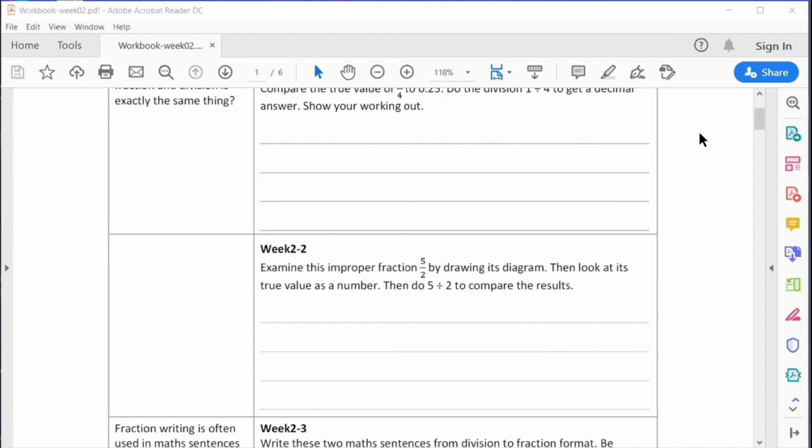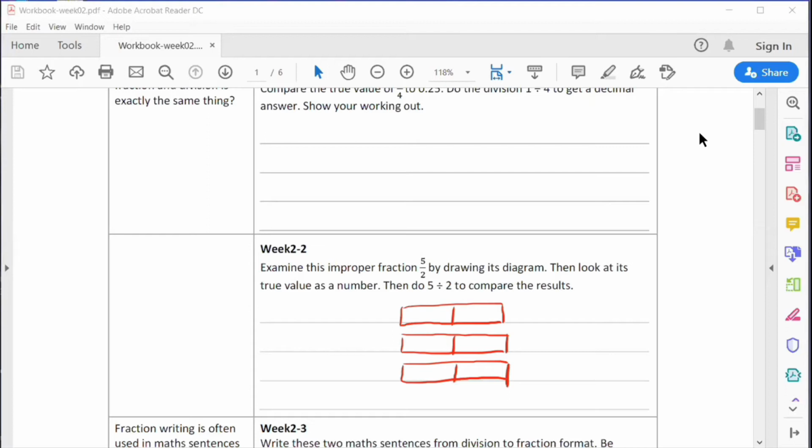The way it works, what you should have done is by diagram. So here we have one whole. The denominator is 2, so we split it. We got 2 parts there, and that's not enough. So now we have 4 parts. That's still not enough. We need another whole, and we split again. Now we got 6 parts.